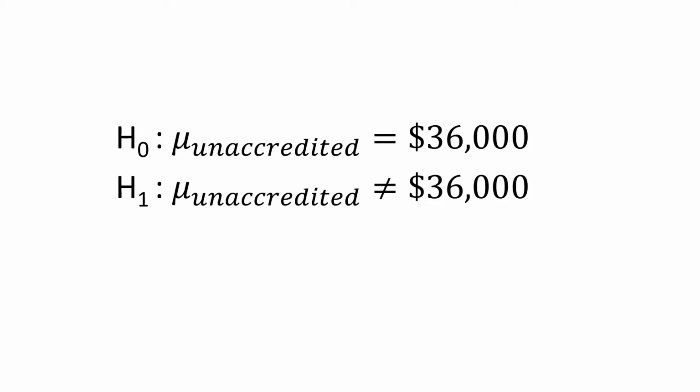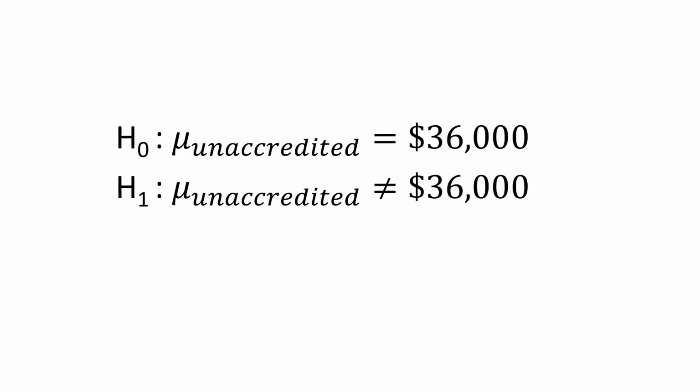This language is very important because we never prove or disprove a hypothesis. Because the findings of individual studies are always tentative, prove or disprove are terms that we don't use. We either reject or we fail to reject.